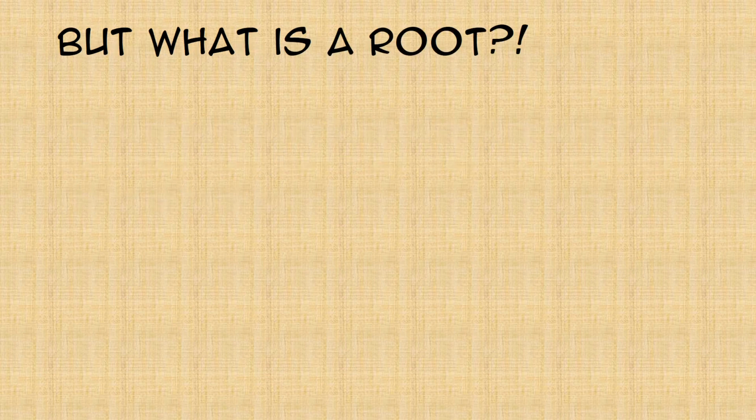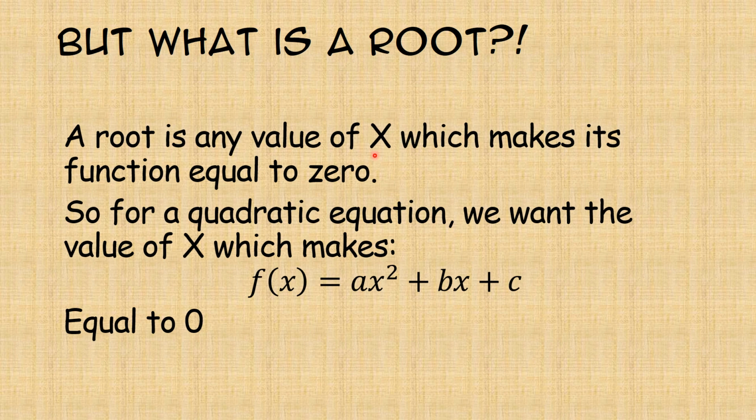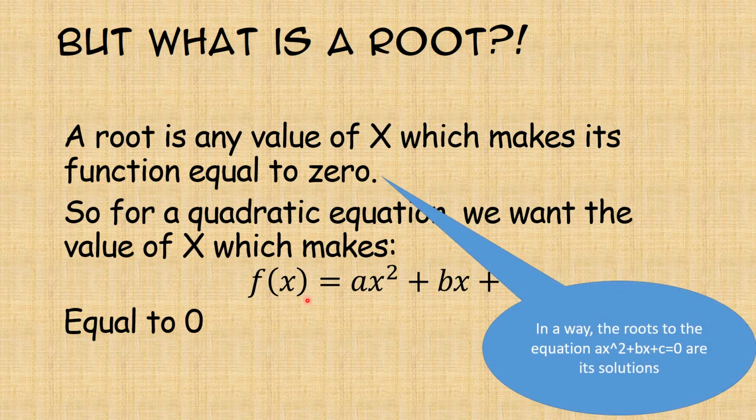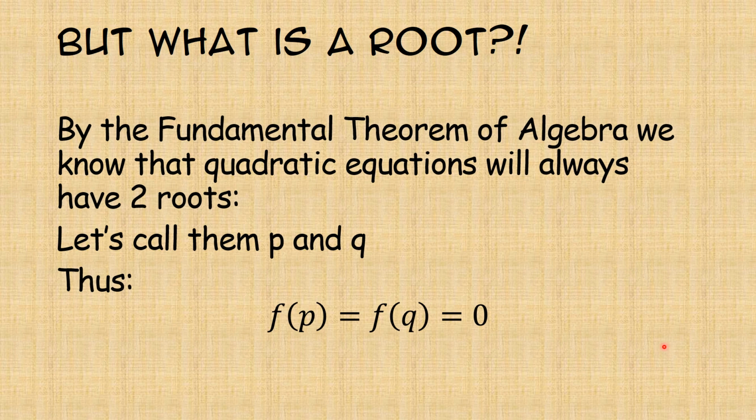A root is any value of x which makes its function equal to 0. So if we have a function here, f(x) equals ax squared plus bx plus c, we just want to find the value of x that causes f(x) to be equal to 0. In other words, we want ax squared plus bx plus c to equal 0. So by the fundamental theorem of algebra, we know that this quadratic equation will always have two roots. So let's call these roots p and q.